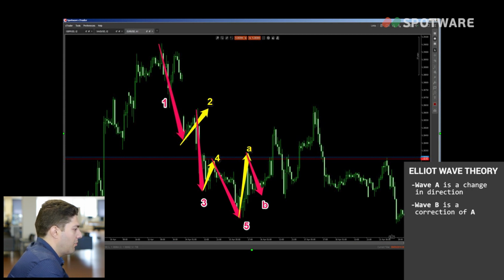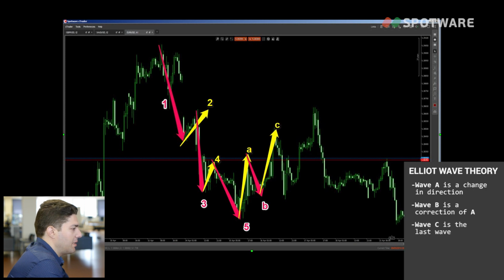The last wave, wave C, is typically the same size as wave A. That's why you can put your take profit after measuring the length of wave A. And the Fibonacci expansion tool is specifically used for this reason. It measures wave A and gives you a target for wave C.